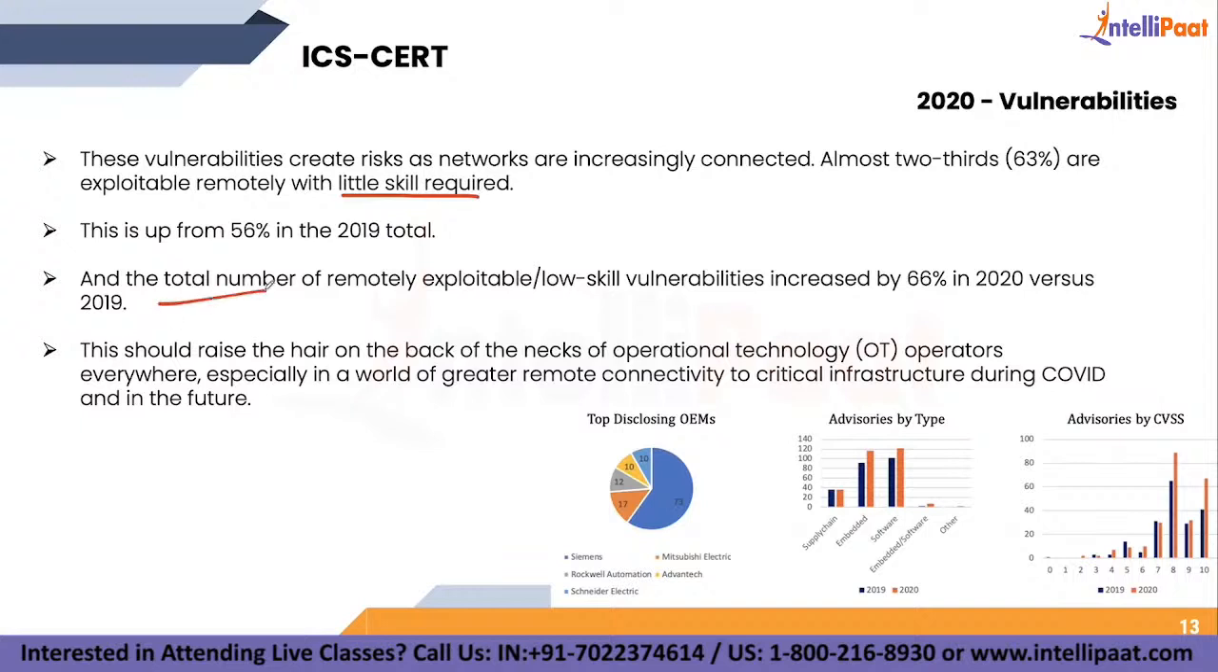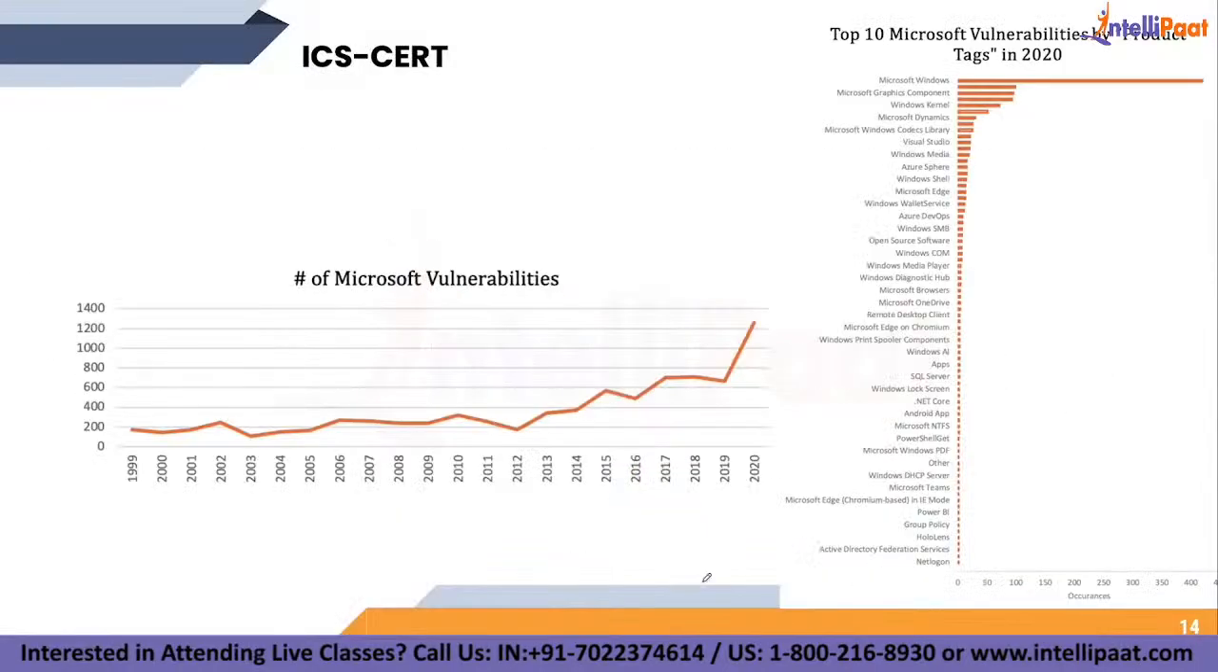The total number of remotely exploitable and low-skill vulnerabilities has increased to 66%. This is a bothering one, and this trend started from 2020 versus 2019. It should raise the hair of operation technology operators everywhere across the world. See here, there's a huge jump. Any idea what Advantech is? These are the stats of ICS-CERT, the organization called ICS-CERT.